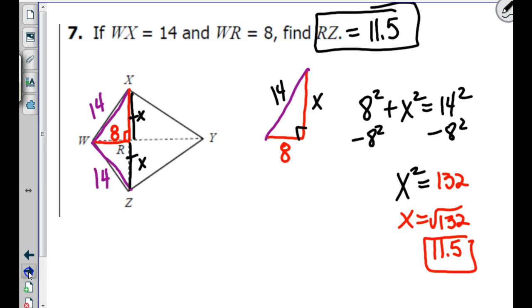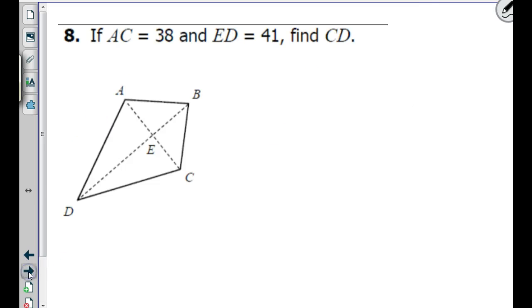All right, they're gonna make us do another one of these. Let's see. AC, oh, interesting. Okay, if this is 38 all the way across, I'm thinking we might need to divide that in two and put 19 in that piece and 19 between E and C here. Because then it says E to D is 41. And they want CD, which is this piece here.